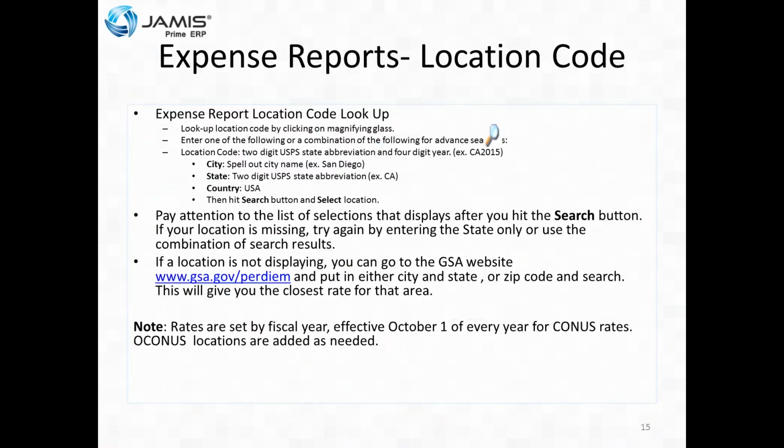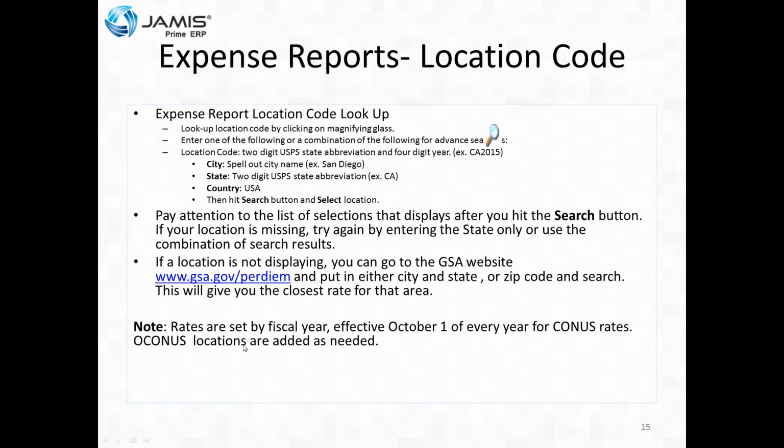Locations. Let's just talk about the locations again. When you go in there to look up your location, you have the option of doing it by country or by state or by city. For OCONUS, for Alaska, Hawaii, and outside of the United States, you simply put in the country, or you put in the state, HI, and you're going to get Hawaii. You also have the ability, if for some reason your location is missing, you can go to this website, gsa.gov/per diem, and it would also provide the per diem. And obviously you can hand key it in there.